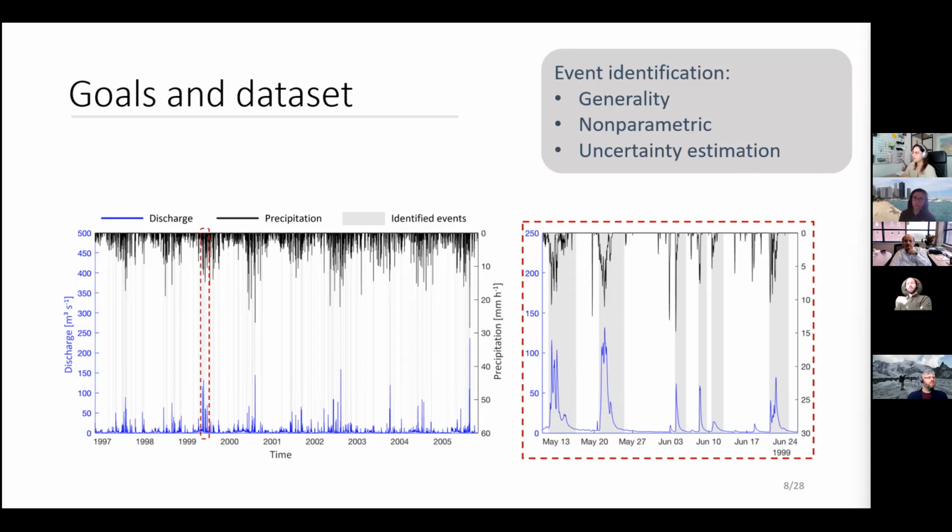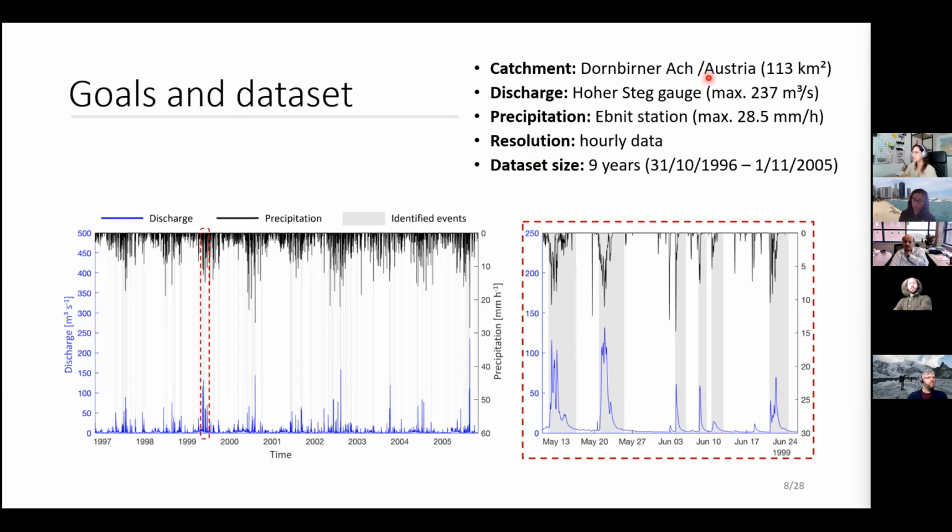So the catchment we used here is in Austria, from where we have 9 years of discharge here in blue and precipitation in black, both in hourly resolution. The gray bands here are the events that we have manually identified. The idea is to use them for learning, similar to a supervised learning method from machine learning.